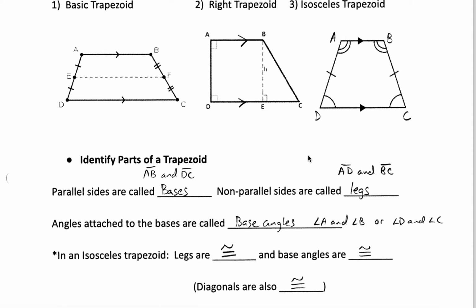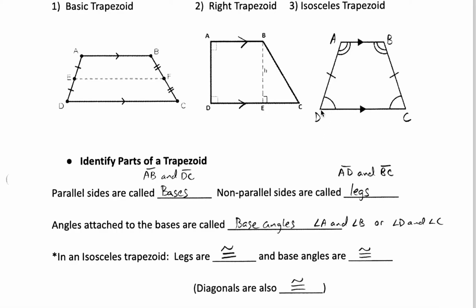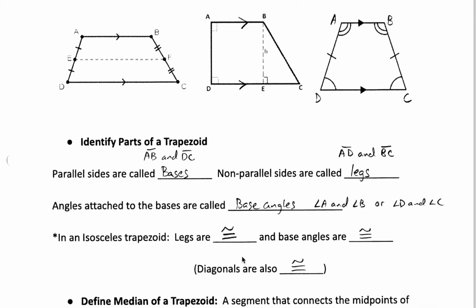And one last thing about isosceles trapezoids, it's also true that if you draw diagonals, for example, segment BD and segment AC, they end up being the exact same length. So we say that diagonals are congruent.